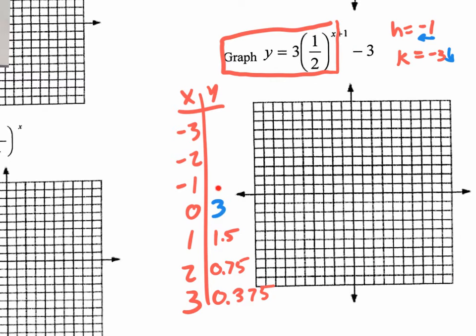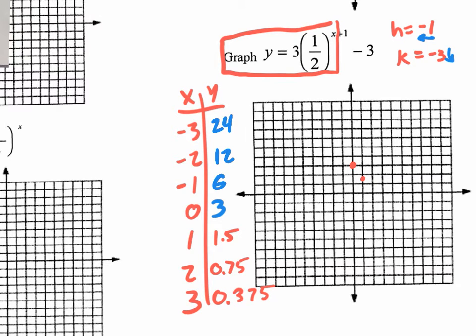So what's this next one going to be up here? 6. And then 12. And then 24, which is off the graph. Pointless to even do that one because it's off the graph. So let's plot the nice points. 0, 3, 1, 2, 3. Put that dot right there. 1, 1.5.